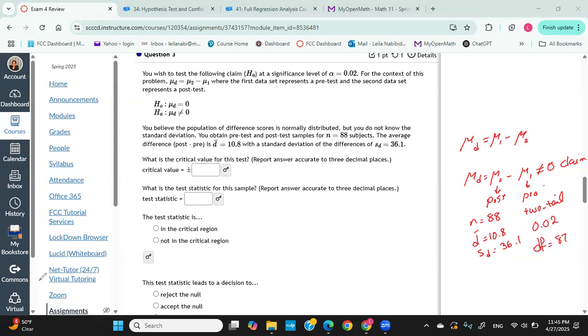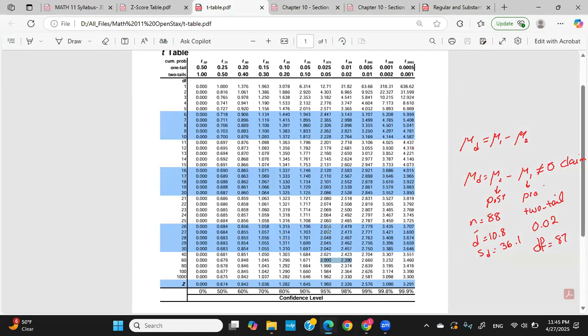Now go back to the t-table and look for these numbers. So two-tail 0.02 is this one, and degrees of freedom is 87, but we don't have 87, we just have 80. So let's find the number for 80.